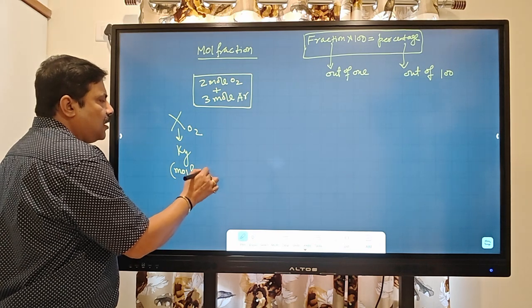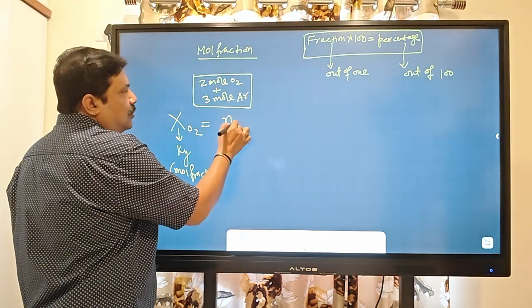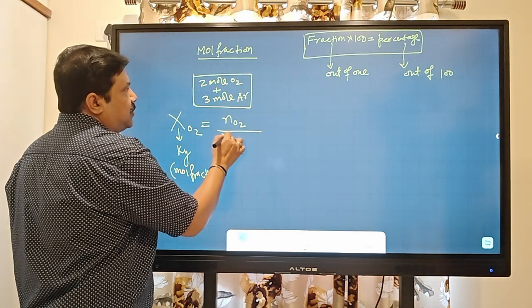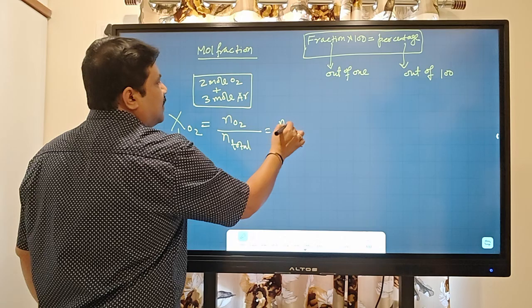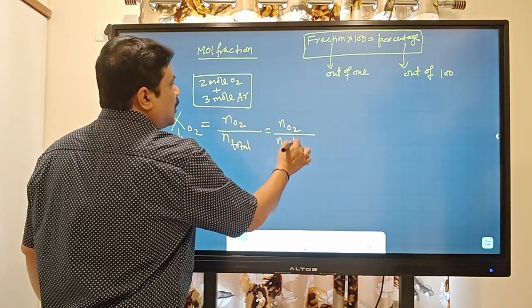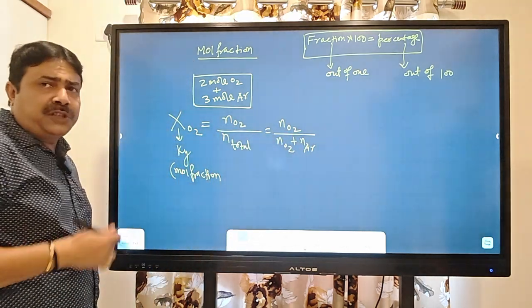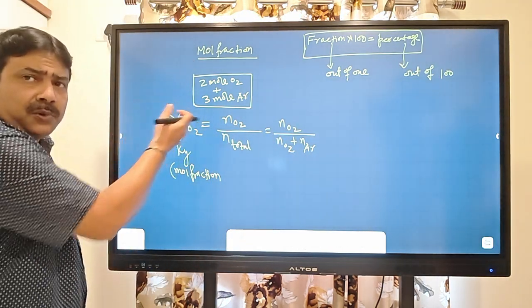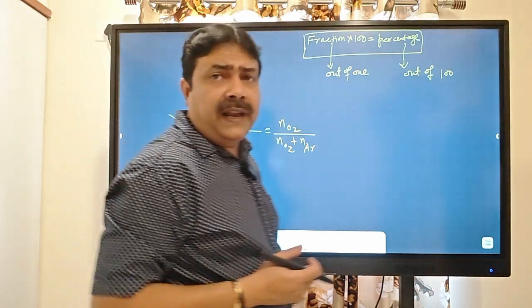Then the mole fraction of oxygen in this container will be equal to the number of moles of oxygen with respect to the total number of moles. Total number of moles means number of moles of oxygen plus number of moles of argon. That is nothing but the mole fraction with respect to the total; for a particular component, here oxygen, how much is there, that is your mole fraction.